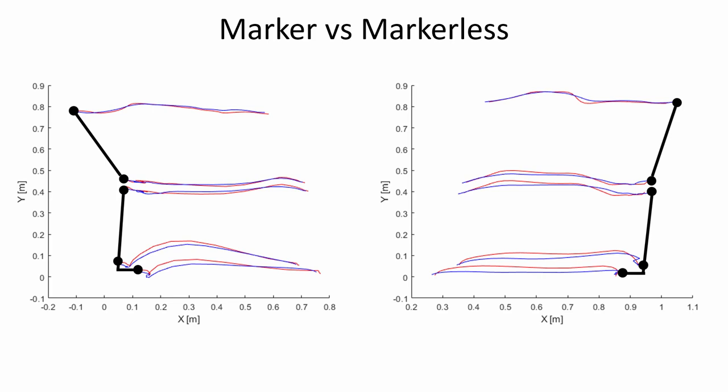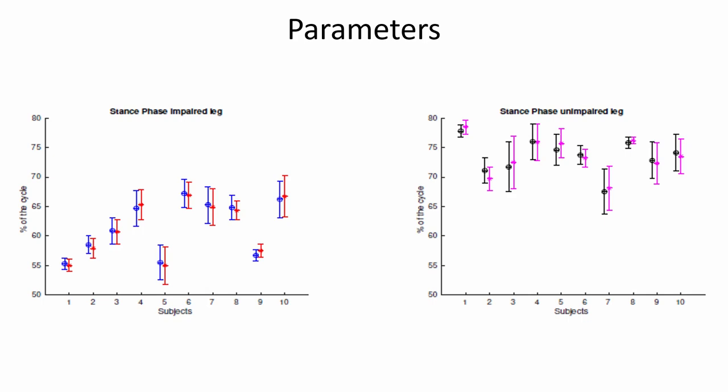Okay, so once we have this information, we can say that with the markerless analysis we can approximate the marker-based signal quite well. Let's try to extrapolate some of the parameters typical of gait analysis, and we decided on some of them. One of them is this one. Now I explain what it is. It's called the stance phase.